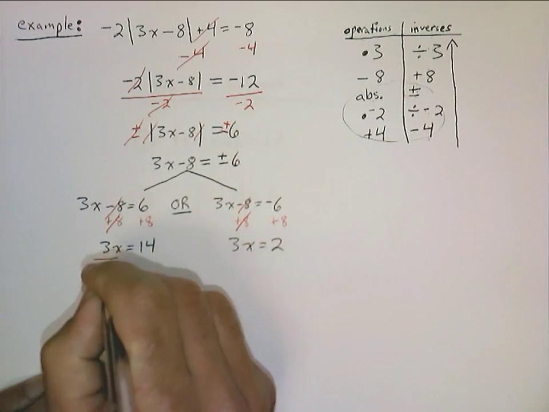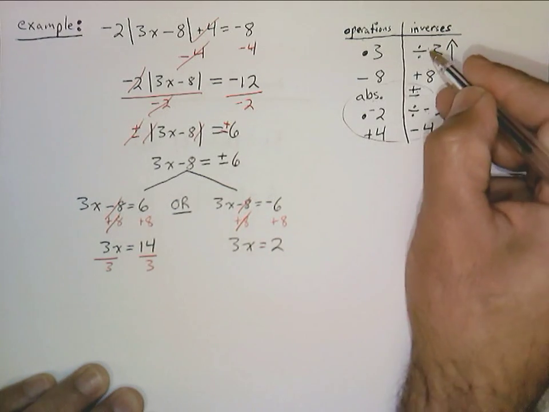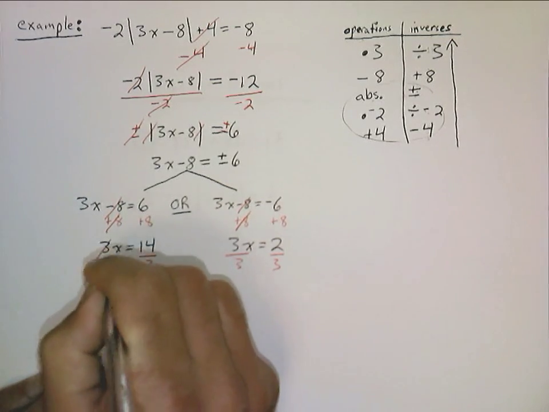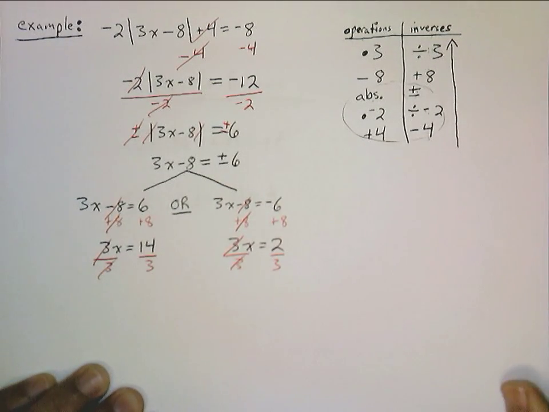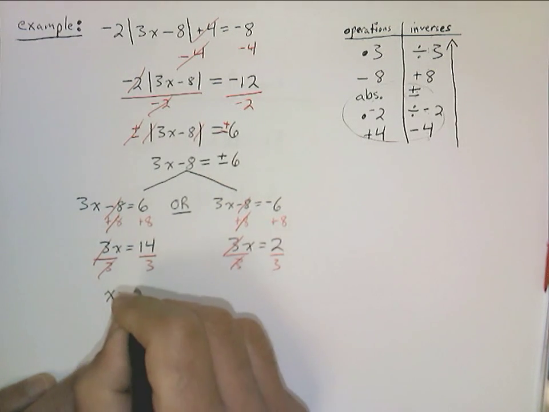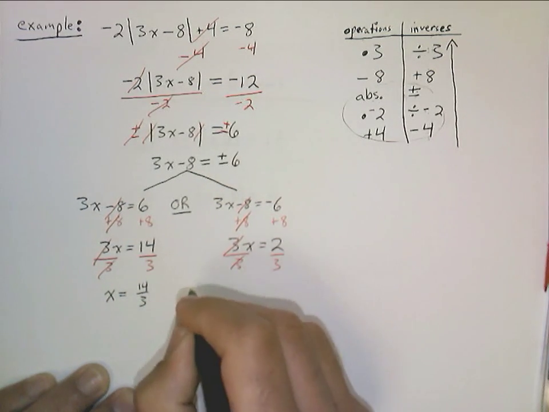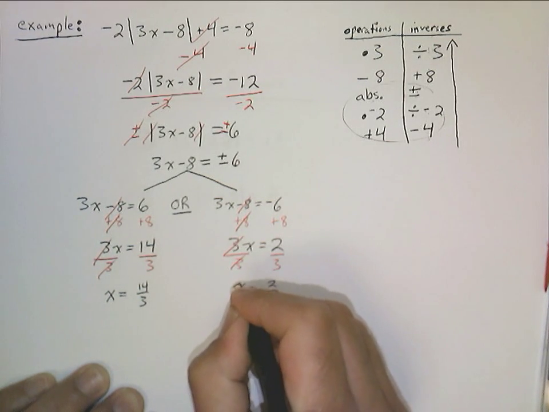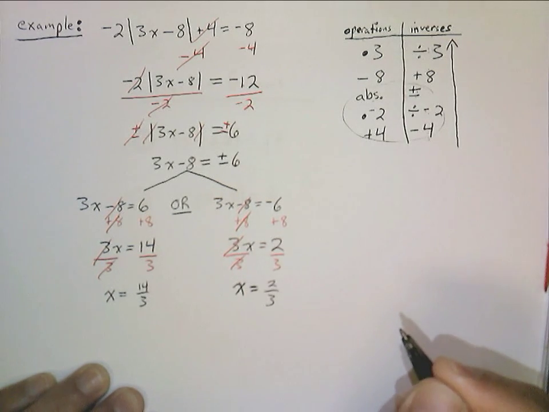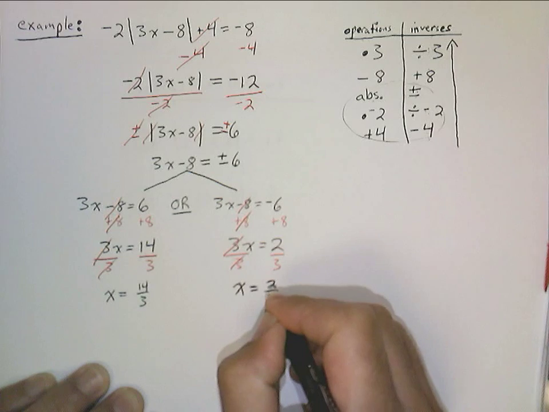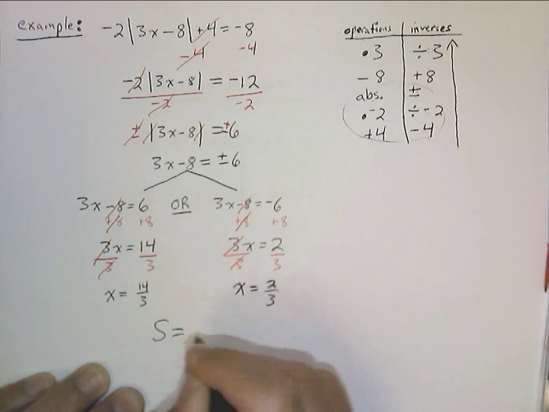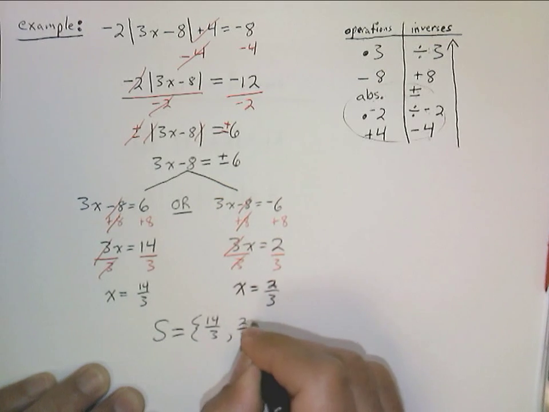Now again, we just keep on undoing what's being done to x. We need to apply this dividing by 3 to both sides of each of these equations. Those will cancel, as will those. And now we get that x is equal to 14/3, or x is equal to 2/3. And now we might want to put our solutions into a set. It's kind of silly to use this notation, but still, the solution set now consists of both 14/3 and 2/3.